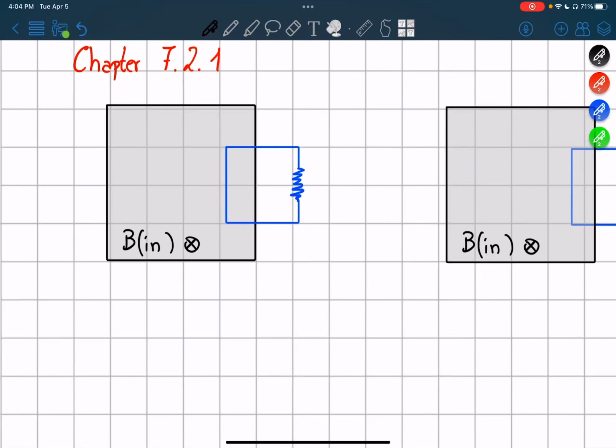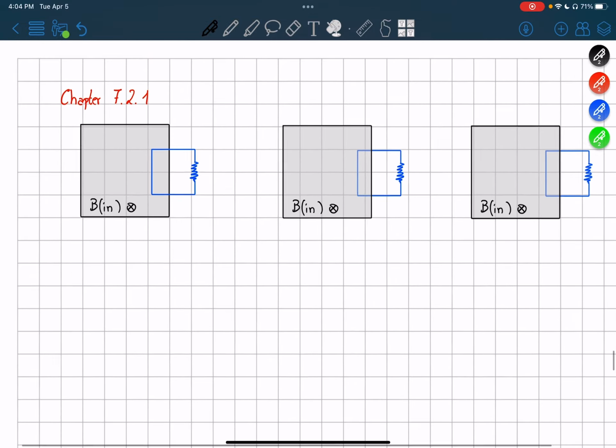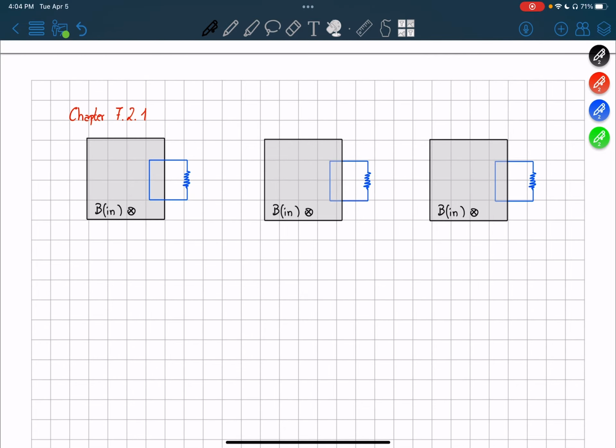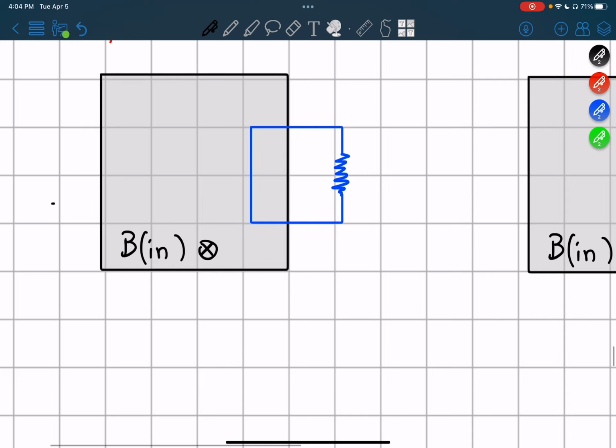Hello everybody. Today I'm going to look at chapter 7.2.1, and it starts with three experiments that Faraday did to find this out. So the first experiment he did was to have a plate with a magnetic field pointing inside our paper, in our case, that's why I put in, and then also the correct notation, and then a wire with a resistor on top of it. So what did he do?